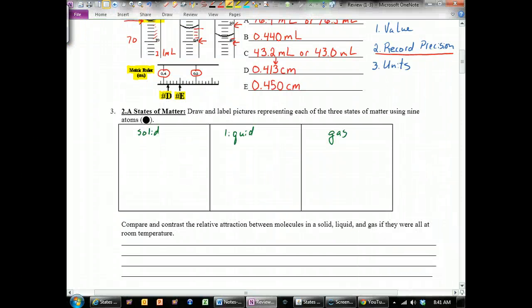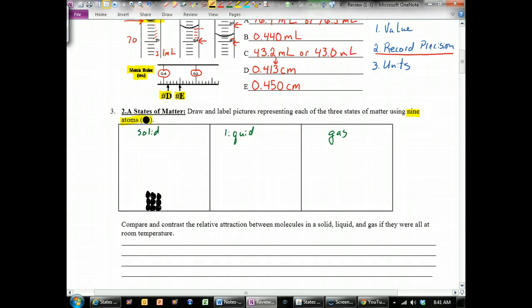So a solid, it's asking you in this question to use 9 atoms, and the atoms are these solid dots. So in a solid, you want to show that you understand that a solid is structured, has a regular structure to it. A crystal of this, they would be stuck to each other. Their attractions in a solid are the highest, and that's why they're a solid at room temperature.